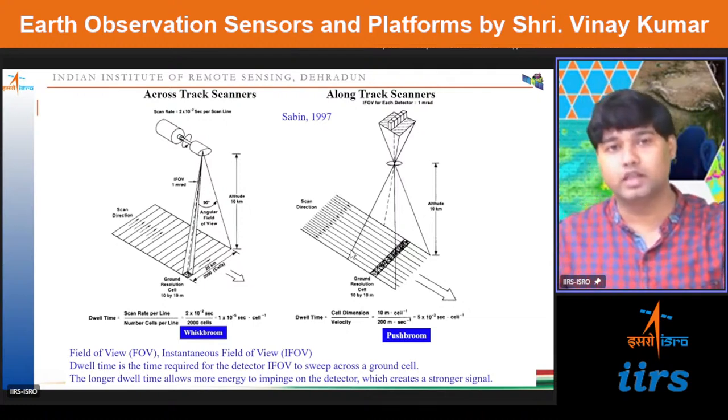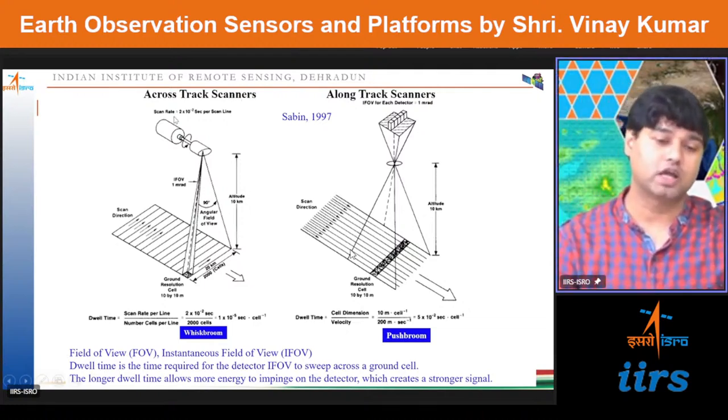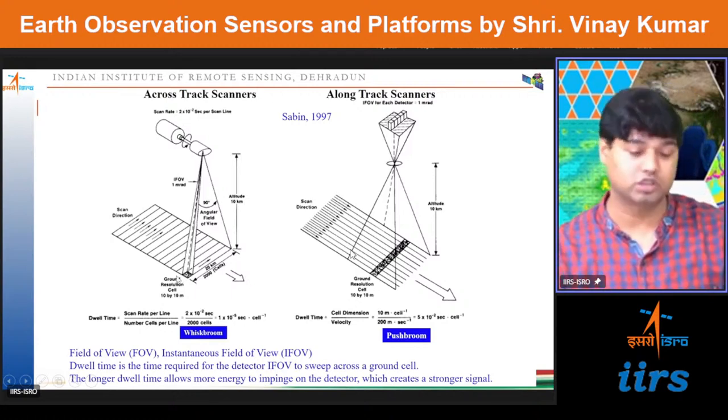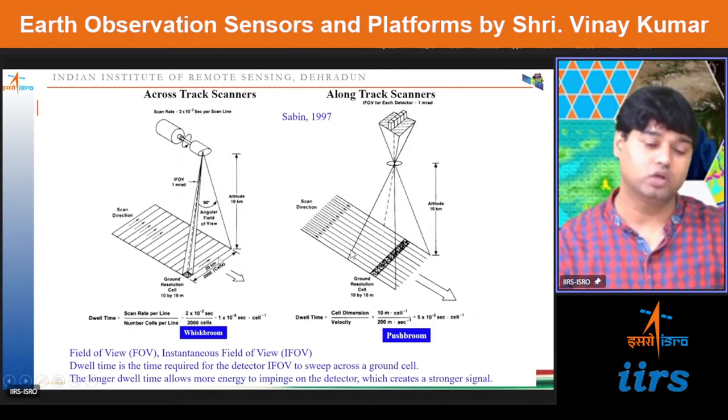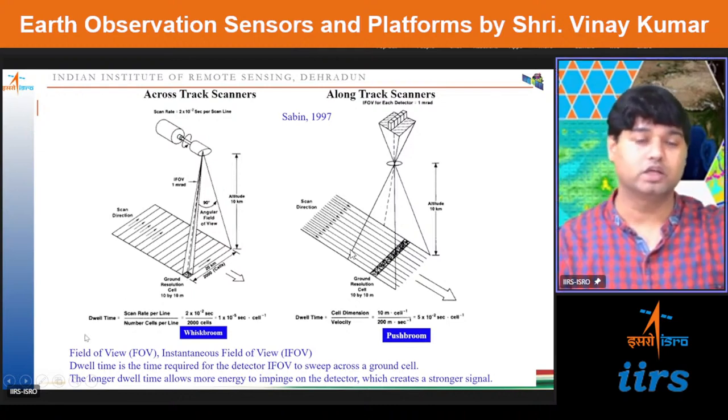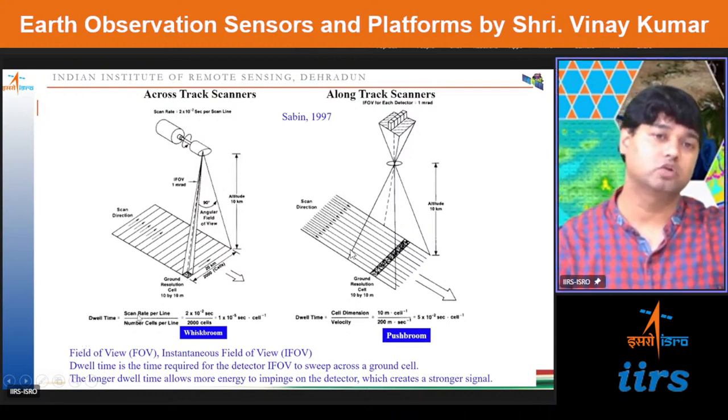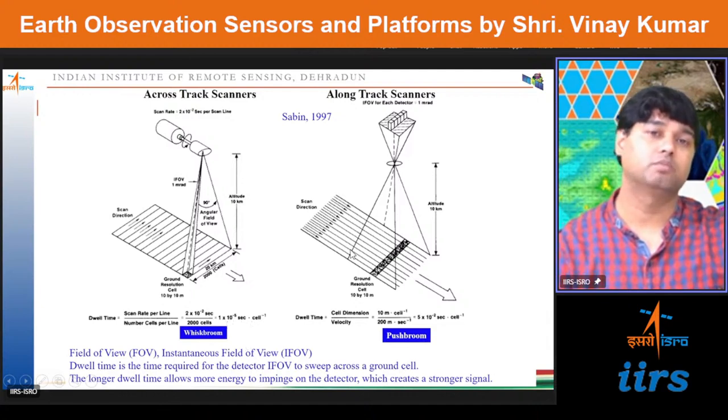So how to calculate that? Here you can see this is a cross track scanner where the scan rate is 2 x 10^-2 seconds per scan. In this line that is 20 kilometers wide, the ground resolution cell is 10 meter by 10 meter. So if we calculate how many cells are there, 20 x 1000 divided by 10, so around 2000 cells are there. So let us calculate the dwell time. Dwell time is equal to scan rate per line upon number of cells per line. So it is coming around 1 x 10^-5 seconds.